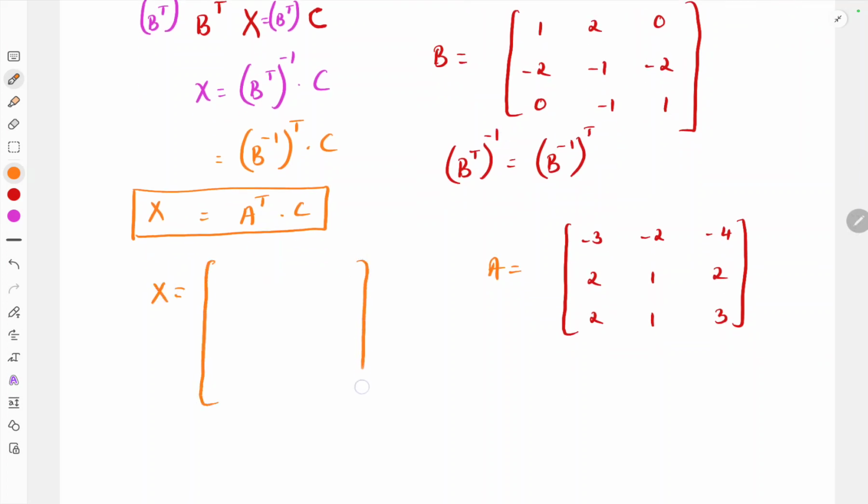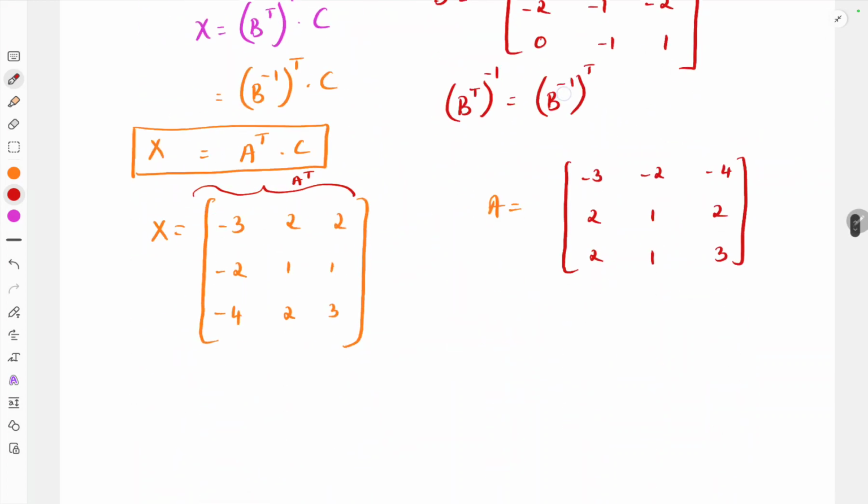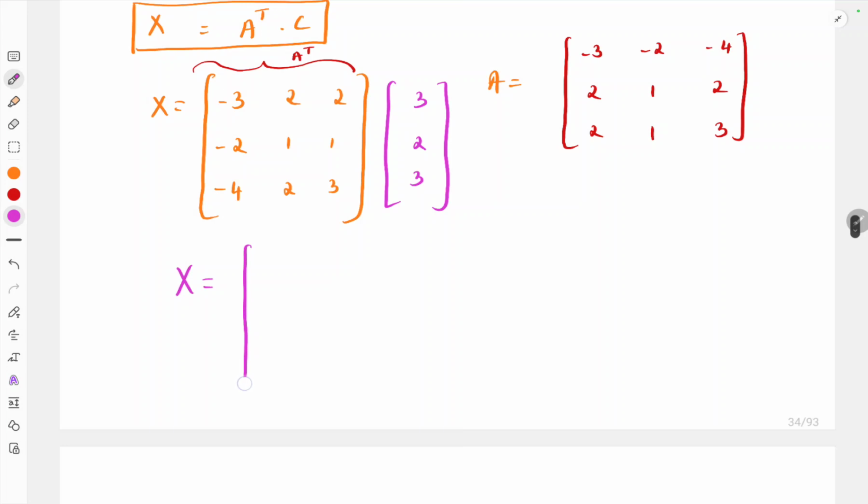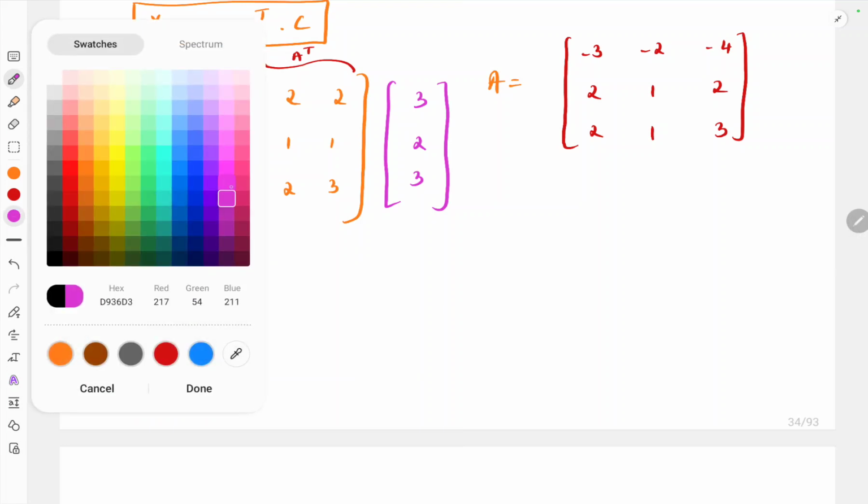Now we just have to take the transpose of this. The first row minus 3, minus 3, minus 2 changes to the first column, the second row minus 4, 2, 1 changes to the second column, so 2, 1, 2, and the third row changes to the third column, so 2, 1, 3. So this entire thing is A transpose, and into matrix C. So matrix C is 3, 2, 3. This we just have to multiply.